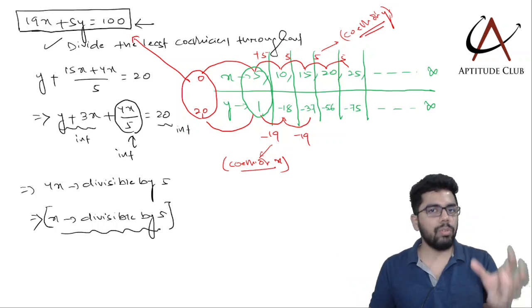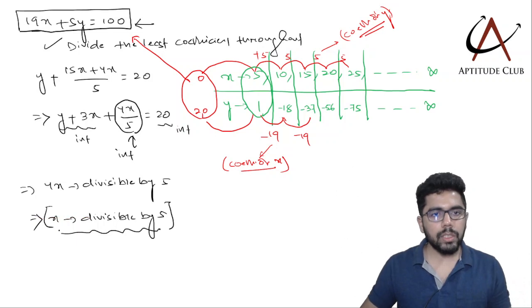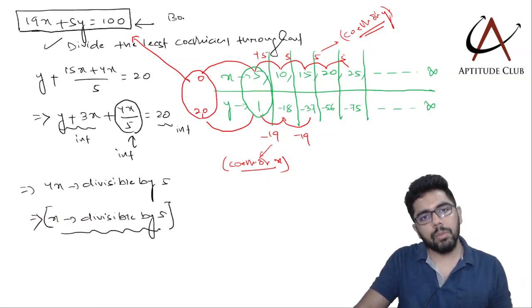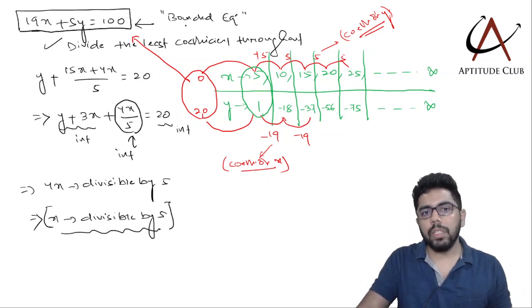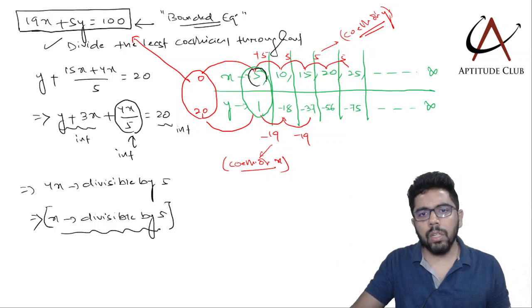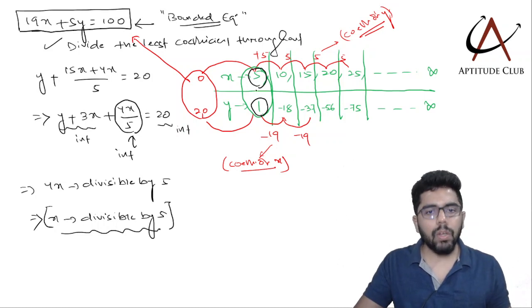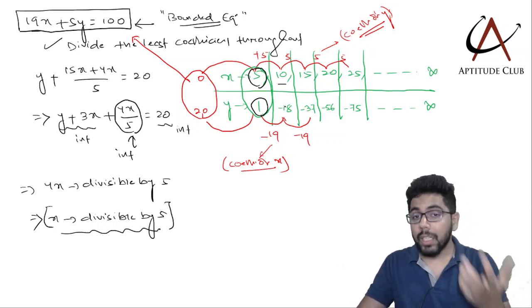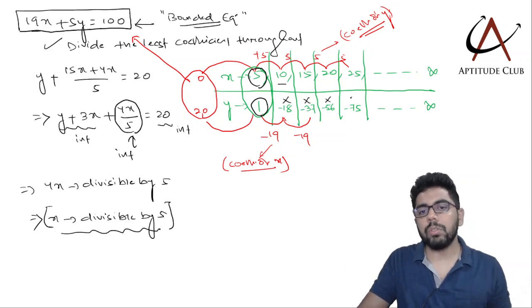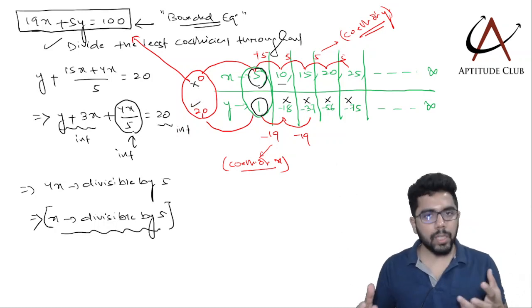X will change by the coefficient of y, y will change by the coefficient of x. But you have to keep in mind that, in this case, we call this kind of an equation a bounded equation. So as a result, if x increases, y will decrease, and vice versa. So I see that there is only one possible value. In other cases it is not possible. Only one viable option is this, because if I'm going for 10, this is negative. You cannot buy a negative number of sweets, so all these cases are not possible.